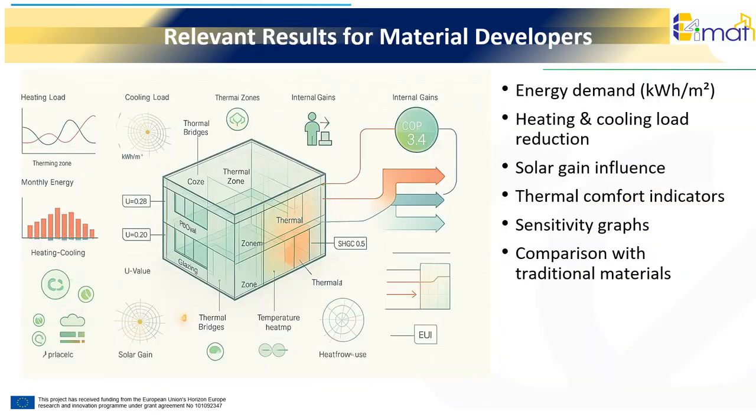These internal BEM simulation tools provide a set of results that are especially valuable for evaluating materials. Energy demand results help quantify how much a new insulation or facade material reduces heating and cooling needs. Peak load reduction results show how materials help downsize HVAC systems. Solar gain influence is particularly important for glazing and surface coatings. Comfort indicators offer insight into how materials impact indoor environments.